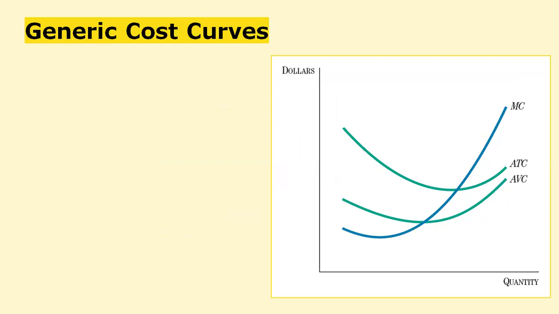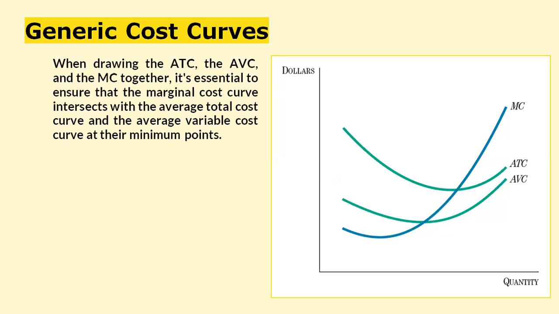Generic cost curves. When drawing the average total cost, the average variable cost, and the marginal cost together, it is essential to ensure that the marginal cost curve intersects with the average total cost curve and the average variable cost curve at their minimum points.